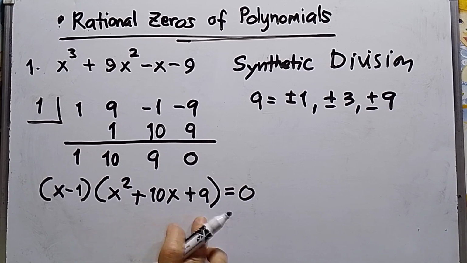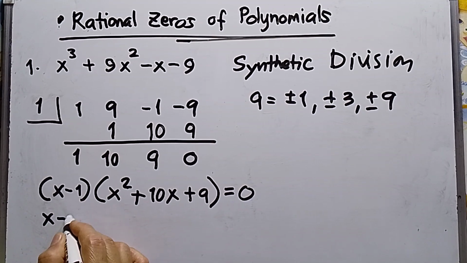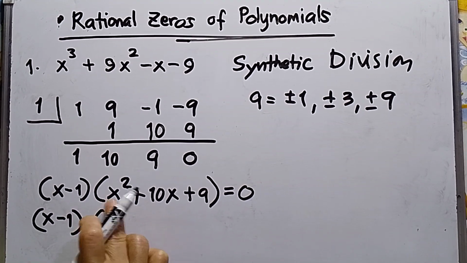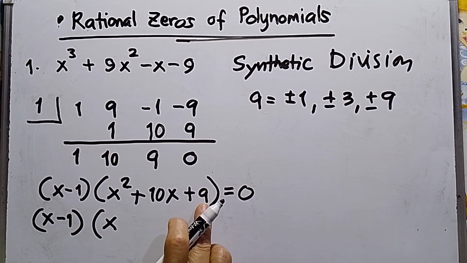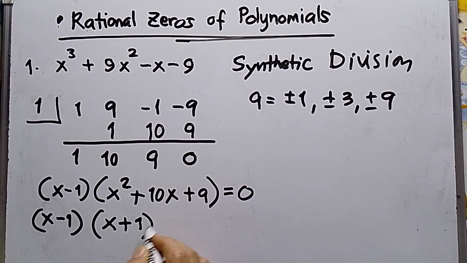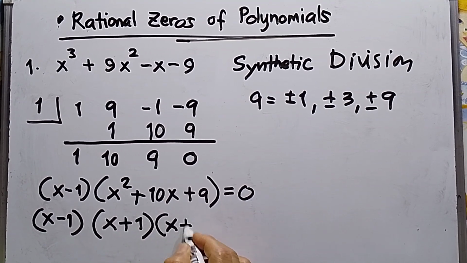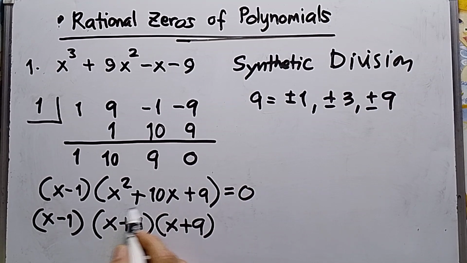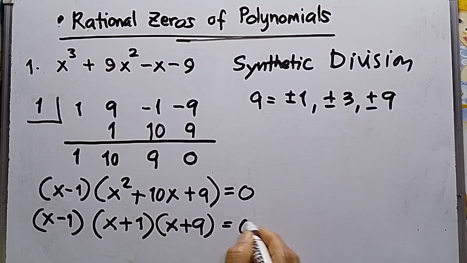So, we will apply factoring now. Copy this one first. How to factor this one? So, x, factors of 9, this will be x plus 1, and then x plus 9. Let us check. This will be 1x or x. This will be next, correct. This will be equated to 0.